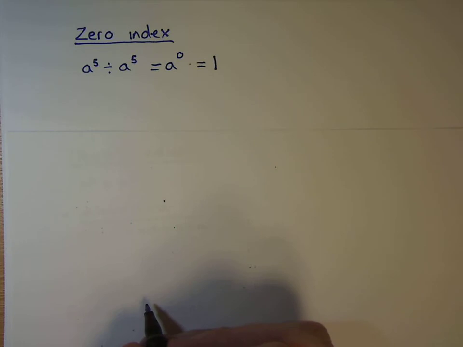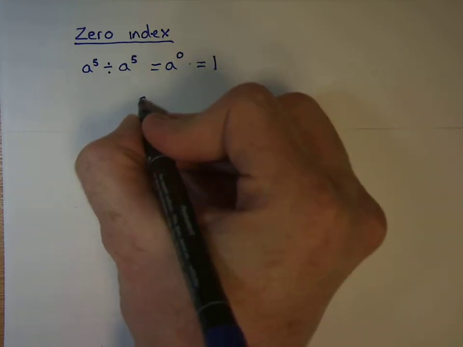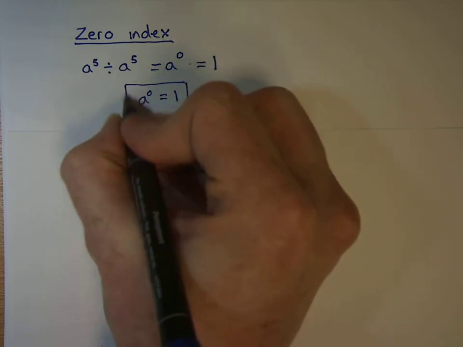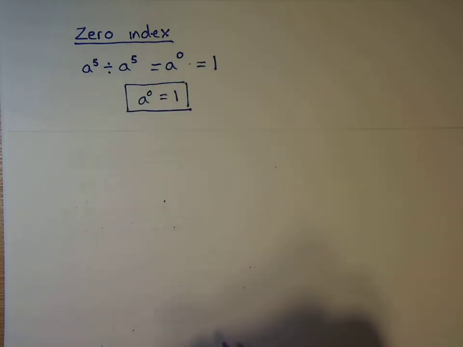So we get a to the 0 is equal to 1. And anything to the power of 0 is always equal to 1.